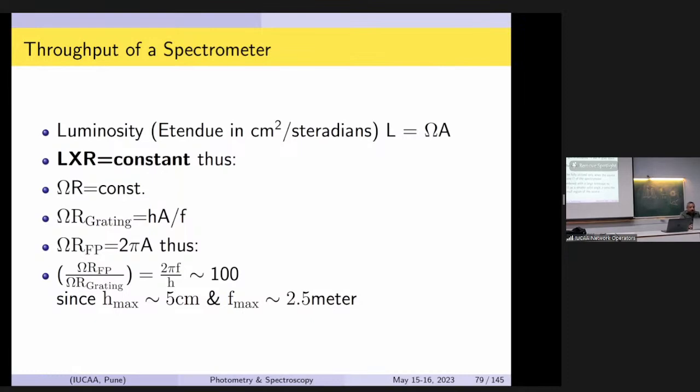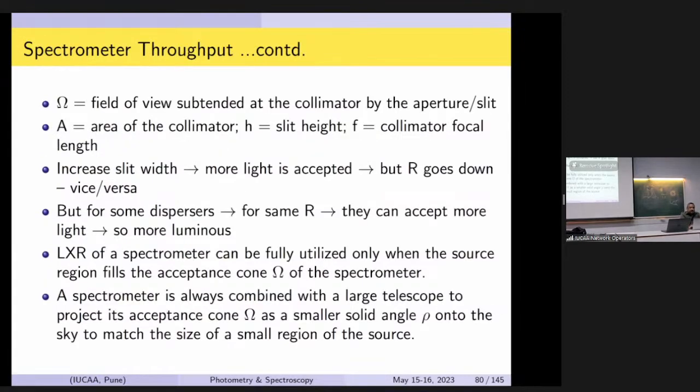So in this slide, I just summarized whatever we talked about. Increase the slit width, more light is accepted, but R goes down. Reverse means if the slit width is narrow, less light, but resolution is improved. But this Jacquinot said that for some dispersers, for the same value of R, it can accept more light. That's why it is more luminous. So L cross R can be fully.